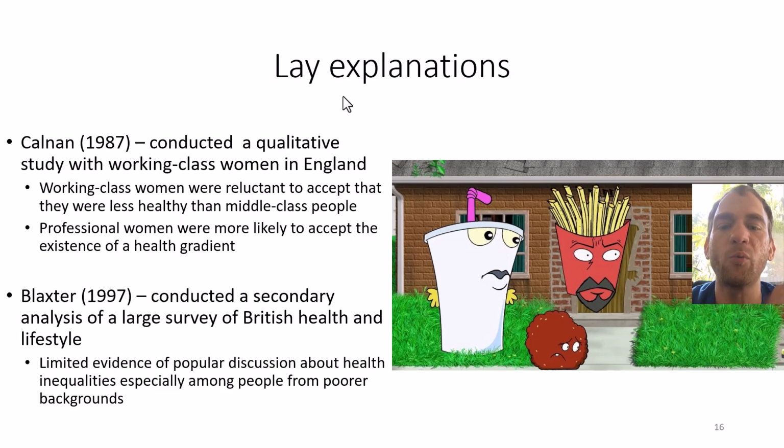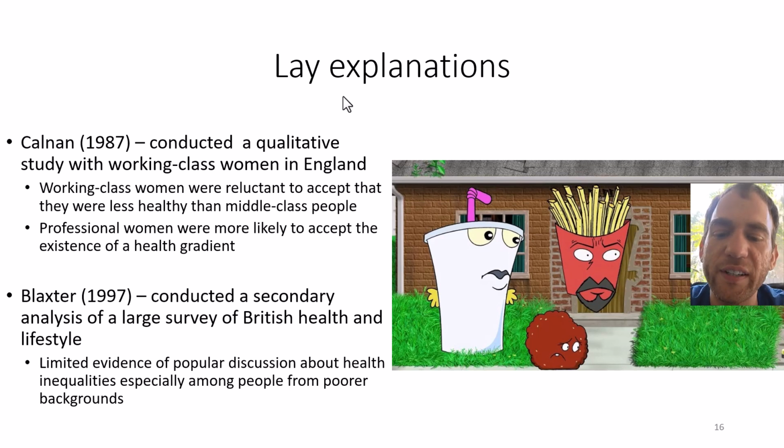Now let's talk about how regular people, that is lay people, think about health. Calnan in 1987 conducted a qualitative study with working class women in England. Working class women were reluctant to accept that they were less healthy than middle class women. Professional women were more likely to accept the existence of a health gradient. Blaxter in 1997 conducted a secondary analysis of a large survey of British health and lifestyle. It found limited evidence of popular discussion about health inequalities, especially among people from poorer backgrounds.